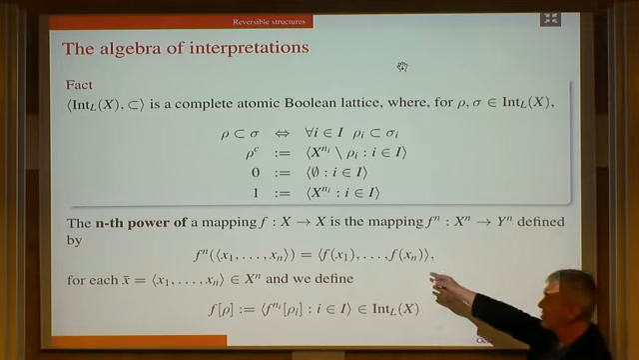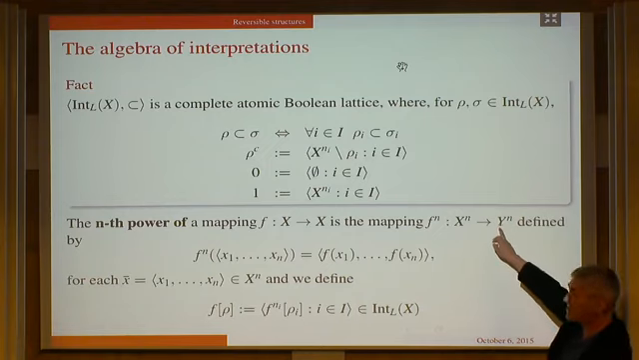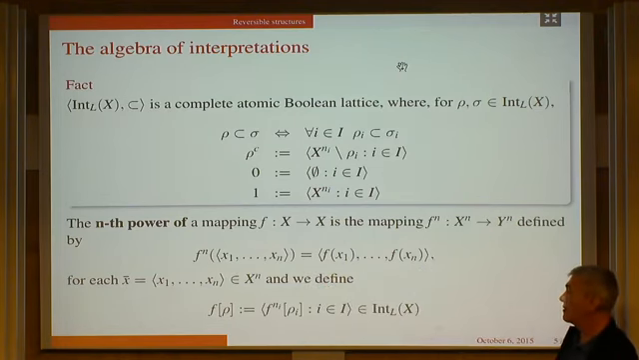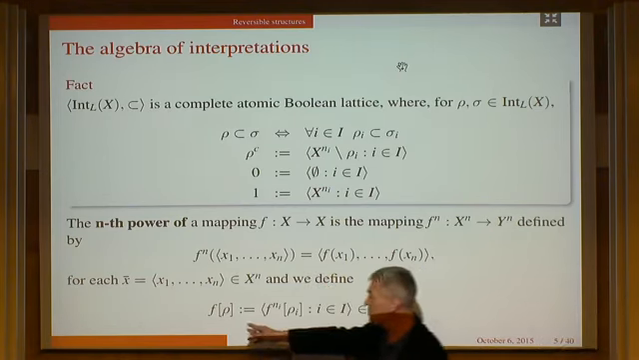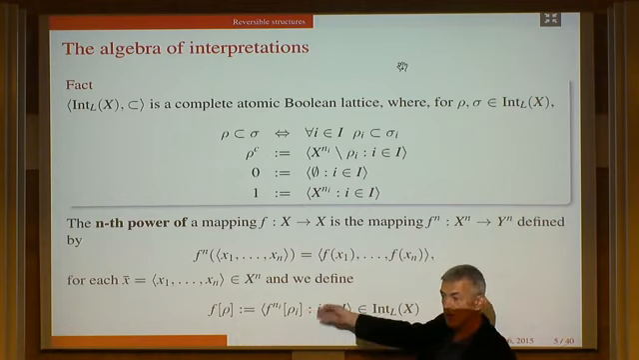Also, standard definition: the power of a function f is the mapping f^n from X^n to X^n, defined in this way. And we define the direct image of an interpretation, again, pointwise, coordinate-wise.